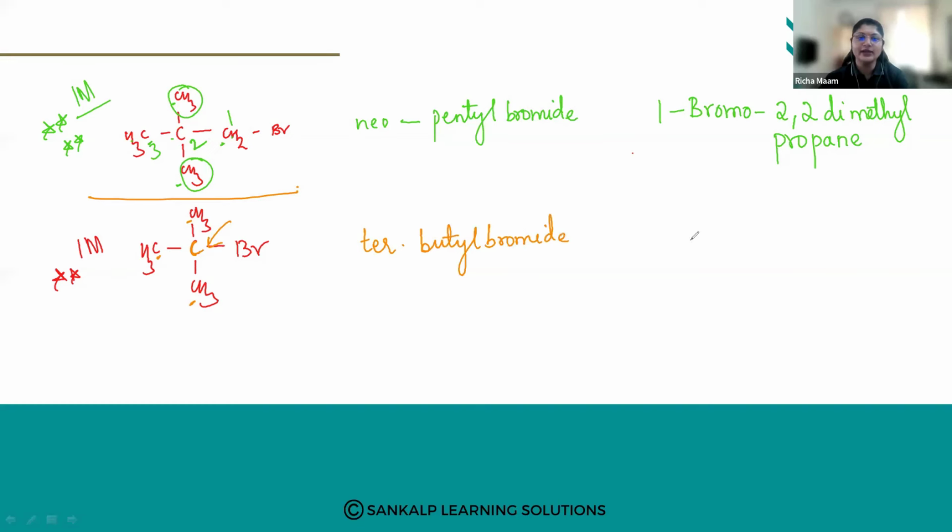Okay, then IUPAC name. What is the IUPAC name? 1-bromo. Okay, if I give the name, just let me see. Whenever you are considering the IUPAC name, that time you have to take the highest number of carbon atoms in the parent chain. So in the parent chain, the maximum number of carbon atoms will be 3. Okay, so now you can name.